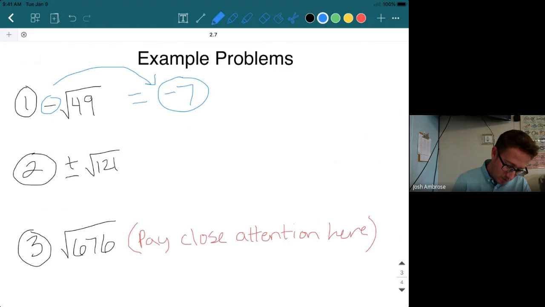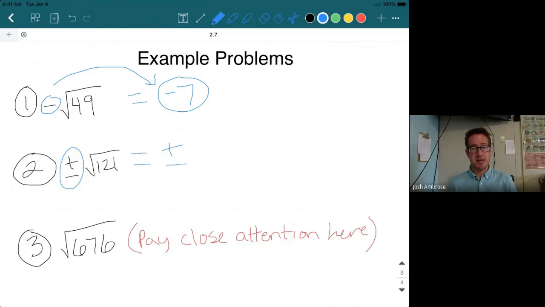Now, number 2, you'll notice we have a plus or minus. As I already said in the notes, if I give you a plus or minus, or the book does, then you have to have that plus or minus in your answer. So write that first, get that out of the way. Now 121, this works out perfect. I wanted to pick some problems here that you hopefully already have memorized as far as what is the square root of 121. It works out perfectly. It is 11.